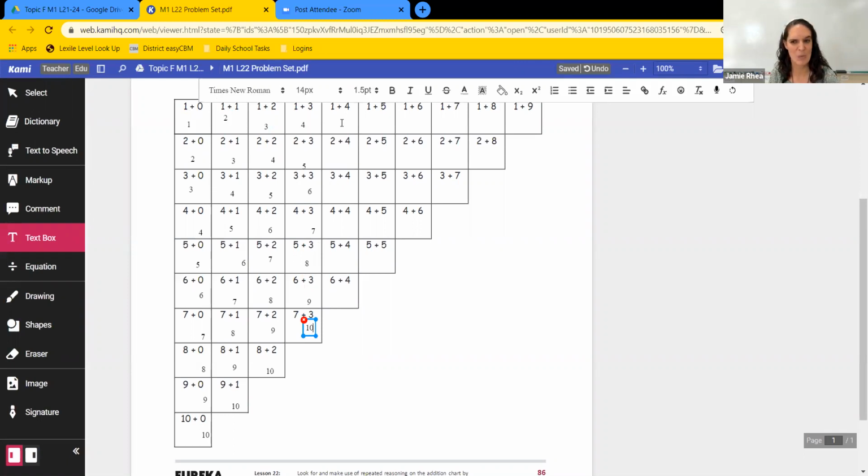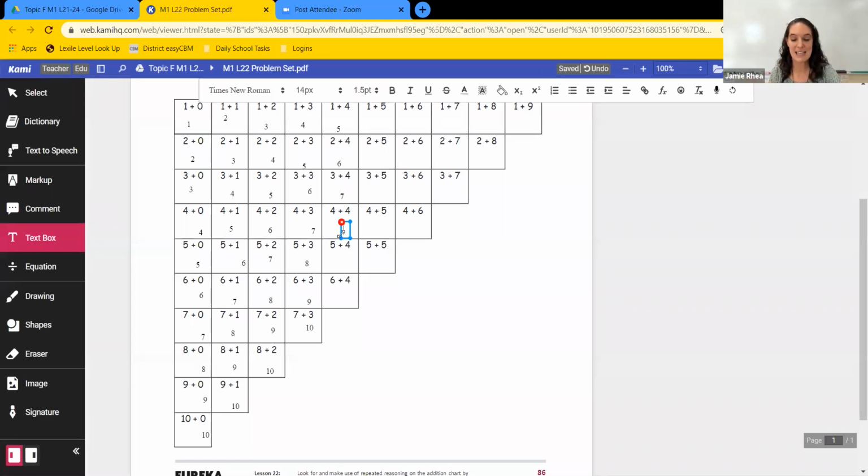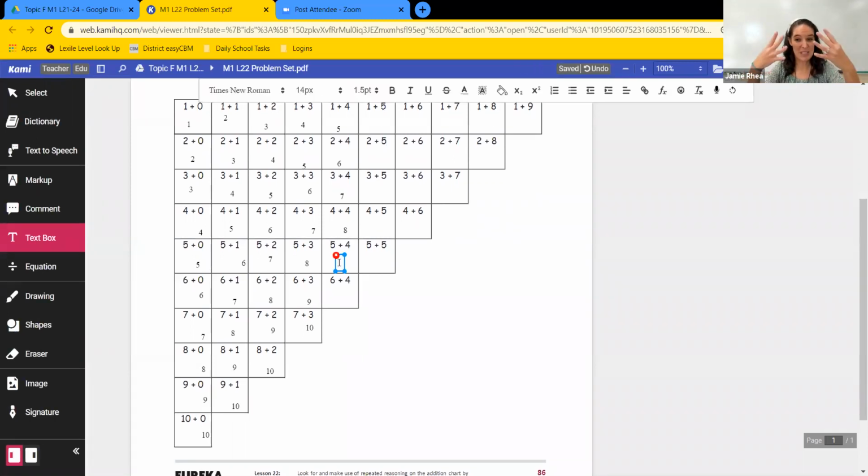What's this one going to be? 1 plus 4 is 5. 2 plus 4 is 6. We're counting on one more every time. 3 plus 4 is 7. 4 plus 4, there's my double. 4 plus 4 is 8. 5 plus 4 is double plus one more makes 9. And 6 and 4 make 10. Okay, let's keep going.